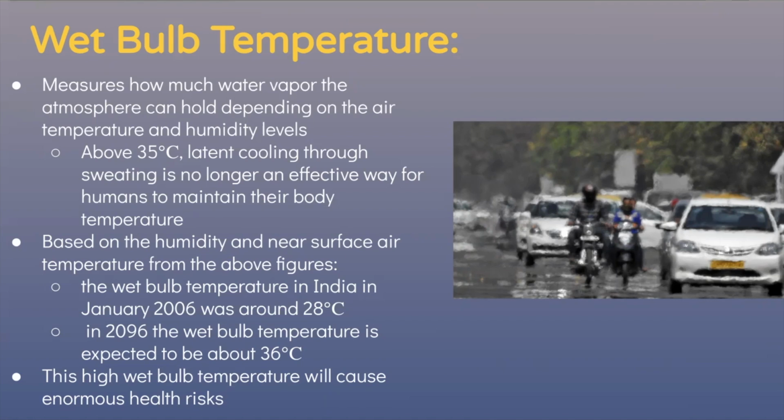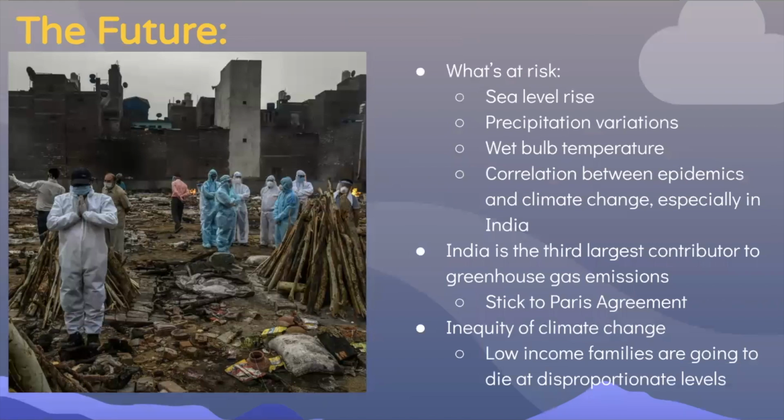So this high wet bulb temperature will cause enormous health risks for residents of India who are outside for extended periods of time or can't afford amenities such as air conditioning or clean water. So between sea level rise, precipitation variations, the wet bulb temperature, and correlations between epidemics and climate change, particularly in India because of the clean water, drinking water inequality, India will have not only a huge population displaced, but a large quantity of people are likely to die.